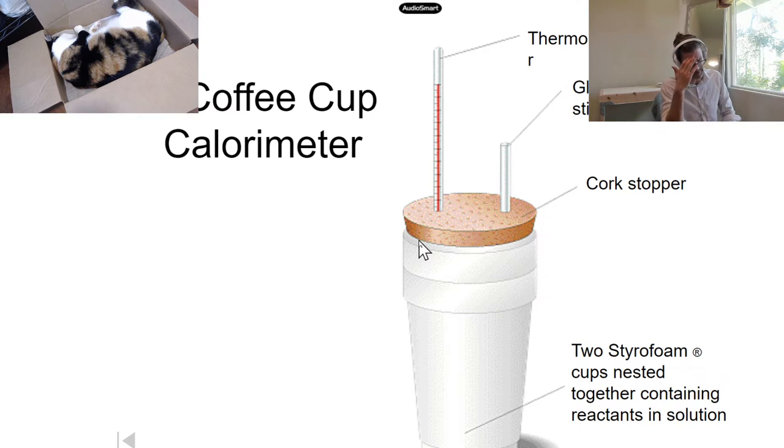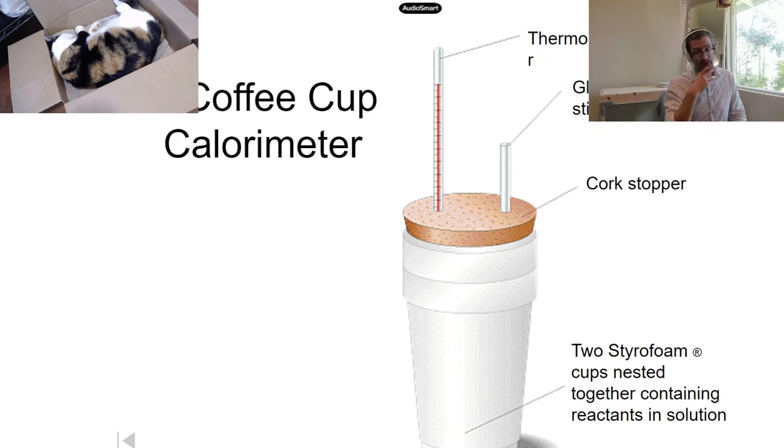So how do we measure the flow of heat or heat at all? Well, we use this device here. And when I say we, I mean any kind of teaching lab, because we'll look at the alternative in a moment, and it's incredibly complicated and kind of expensive. And this one is actually really pretty good. You can get really excellent results with this extraordinarily simple device. We have two styrofoam cups nested together containing reactants in a solution.